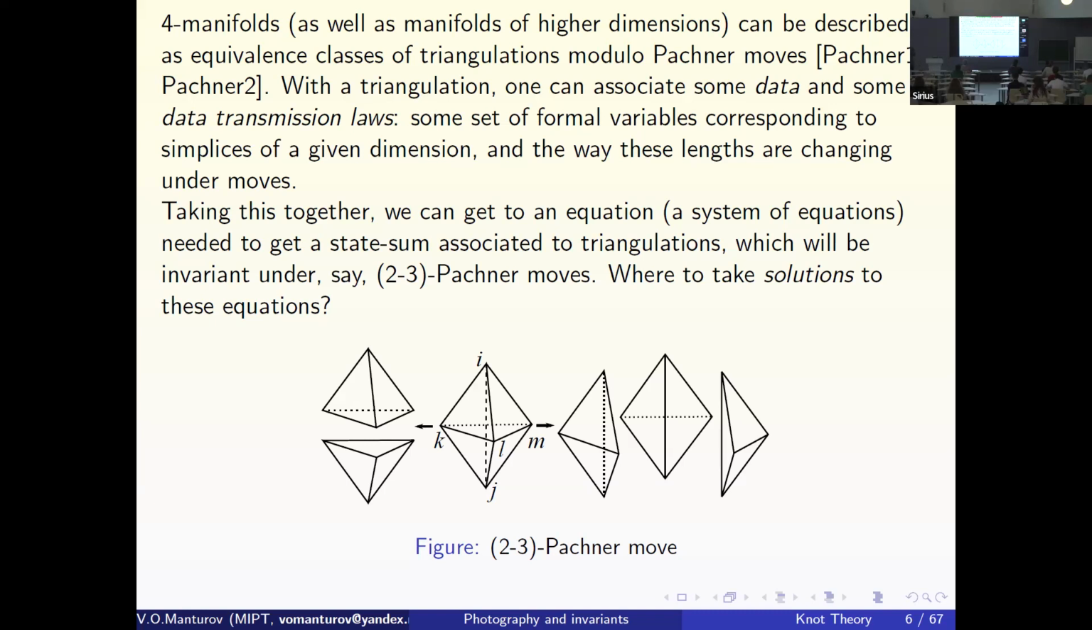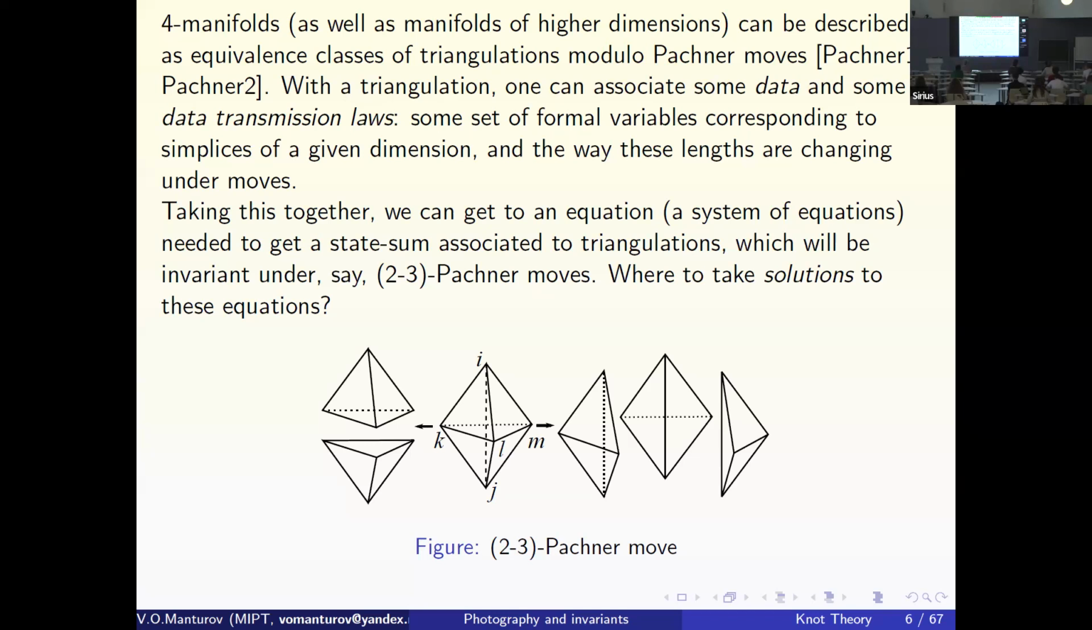So we can consider three-manifolds as equivalence classes of triangulations modulo 2-3 Pachner moves. Well, okay, there are also 1-4 Pachner moves. I don't want to go into the detail, but there are Matveev-Piergallini moves which will appear here, which are somewhat dual, and we can consider special spines.